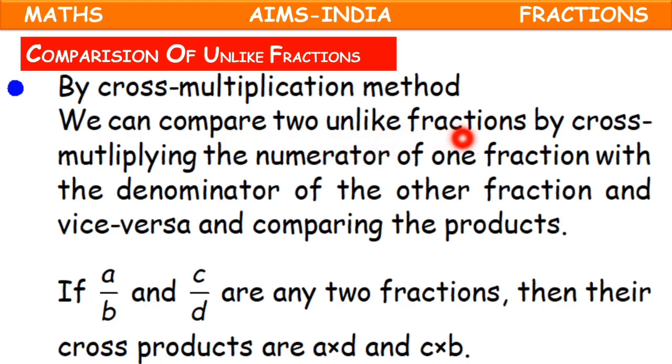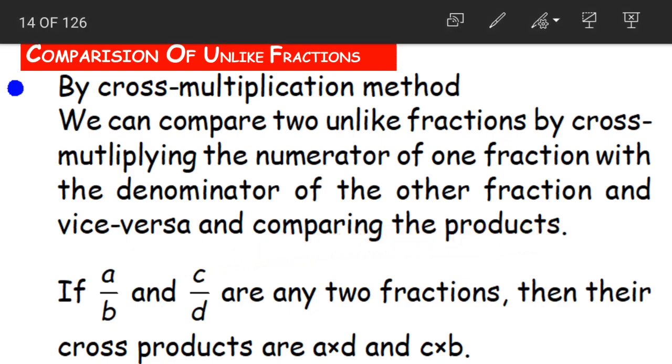Now we can compare two unlike fractions by cross multiplying the numerator of one fraction with the denominator of the other fraction and vice versa, and comparing the products. What are we saying? That we always have two fractions to compare, right? Say a by b and c by d are any two fractions. These two are our unlike fractions, and now we have to compare them. As they are unlike fractions, we cannot directly compare, so we will apply the cross multiplication method.